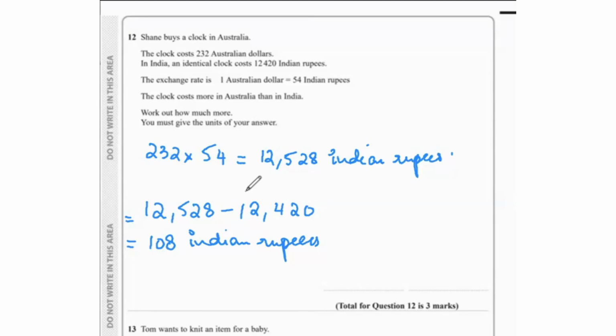And 2 Australian dollars is 108 Indian rupees. So if we do the calculation in Australian dollars, then your answer should be 2 Australian dollars. If we're doing it in Indian rupees, then your answer would be 108 Indian rupees. 2 Australian dollars is the alternate answer.